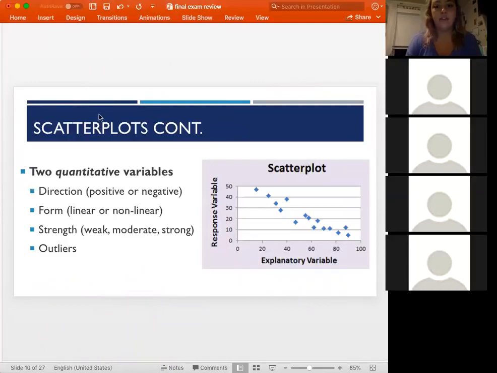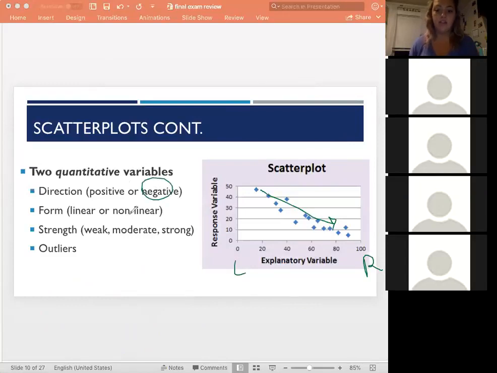Okay, so this is going to be talking about scatter plots. Once again, these are for quantitative variables, but they are going to be for 2 of them instead of just 1. We have 4 different things that we talk about in terms of scatter plots. We have our direction, which is positive or negative. If we look at this example here on the side, I'm going to say that this one's negative because going from left to right, it's going in a downward motion. So I'd say this one's negative.